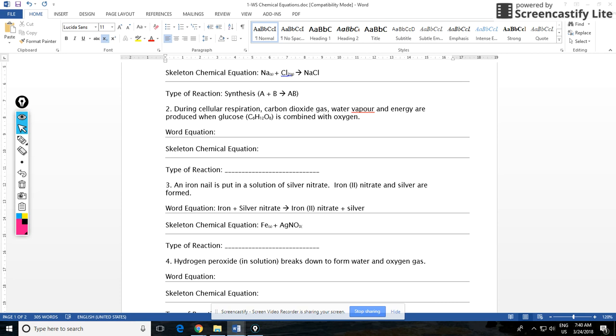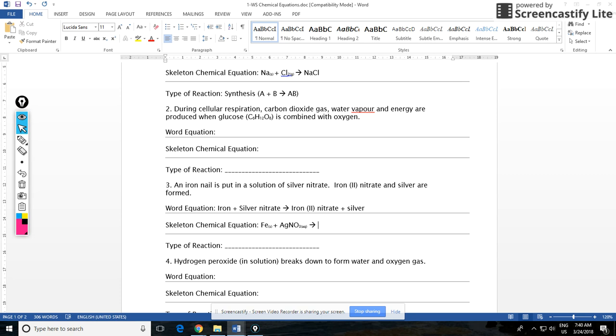And since it's a solution, we're going to put aqueous. When you see the word solution, that means an aqueous solution, meaning it's dissolved in water. So you put aq. You wouldn't put that in the word equation, you'd put that in the skeleton equation. And it produces iron 2 nitrate and silver.